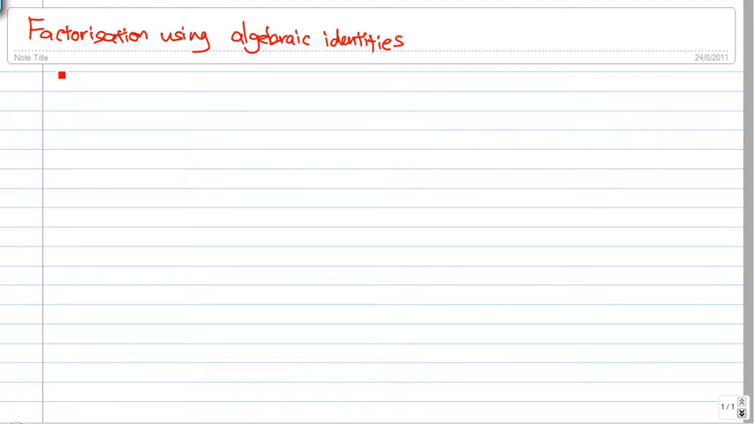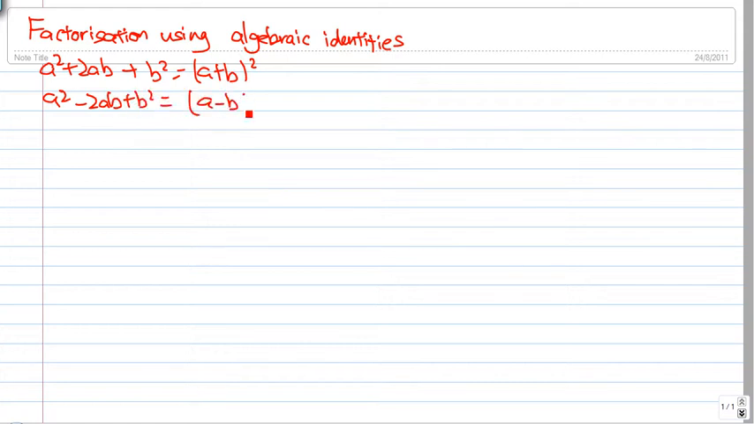And next, we're going to talk about factorization using algebraic identities. What are identities? a squared plus 2ab plus b squared can be condensed in the form (a plus b) squared. If you expand it, it becomes this. If you factorize, it becomes this simplified term. And if you have an expression in the form of a squared minus 2ab plus b squared, you get (a minus b) squared. If you have a squared minus b squared, it equals (a plus b)(a minus b).